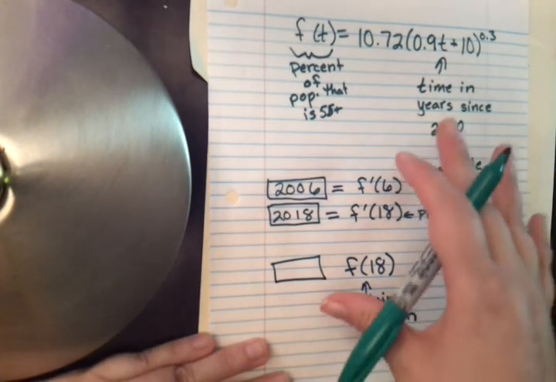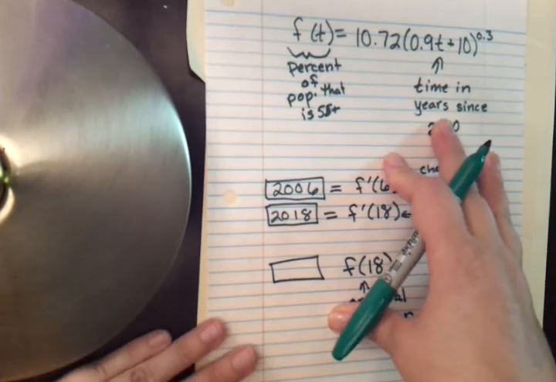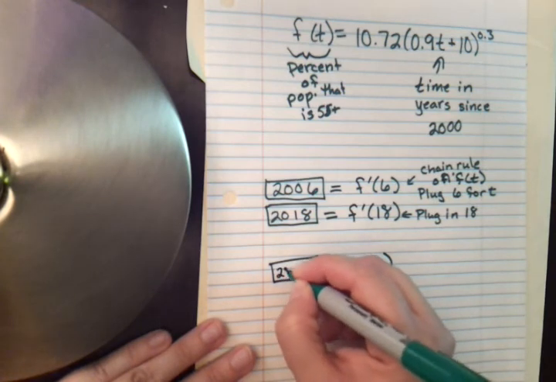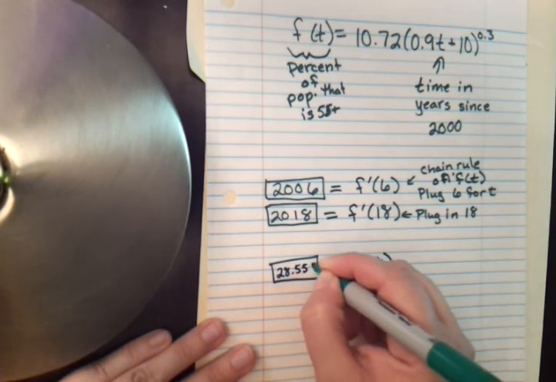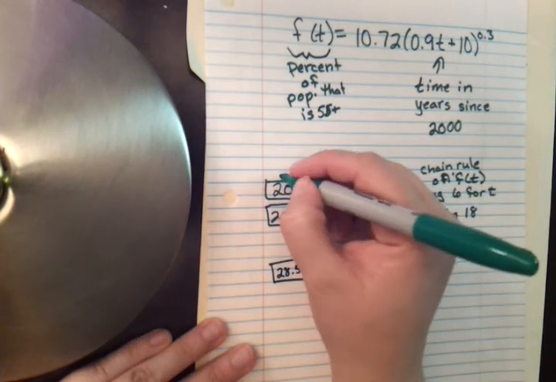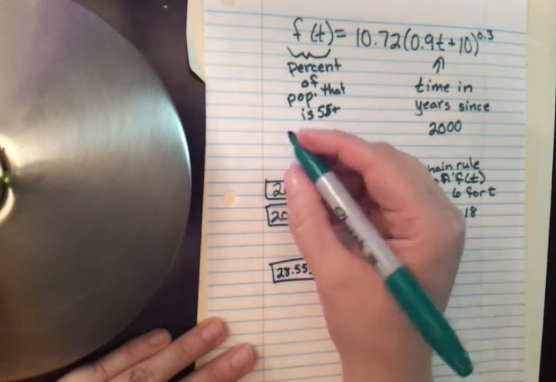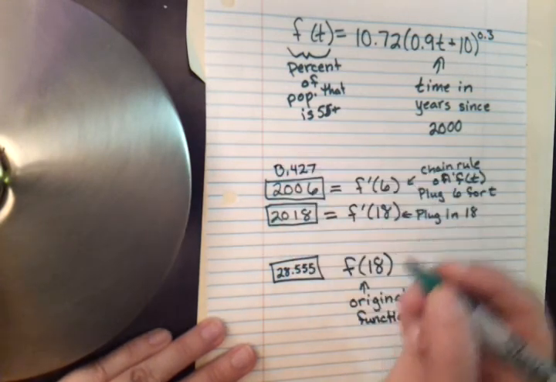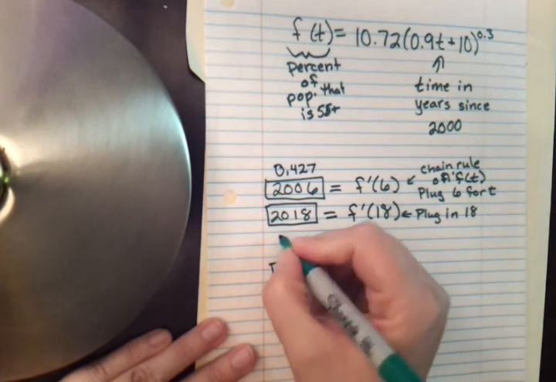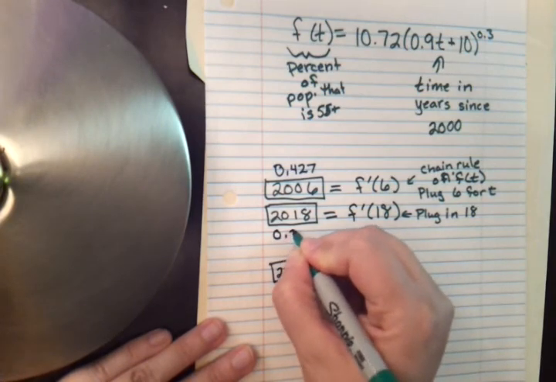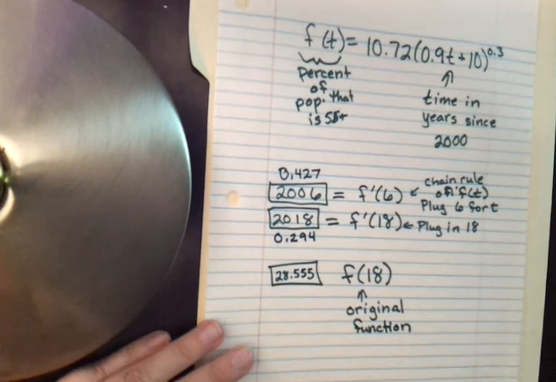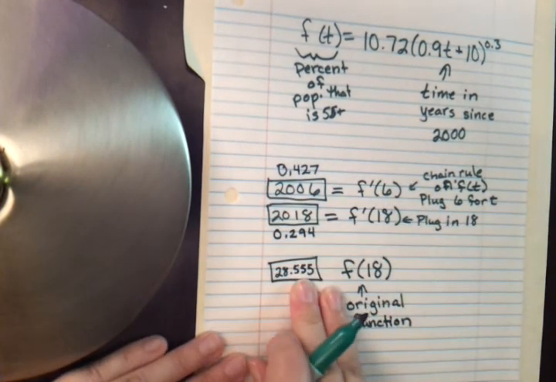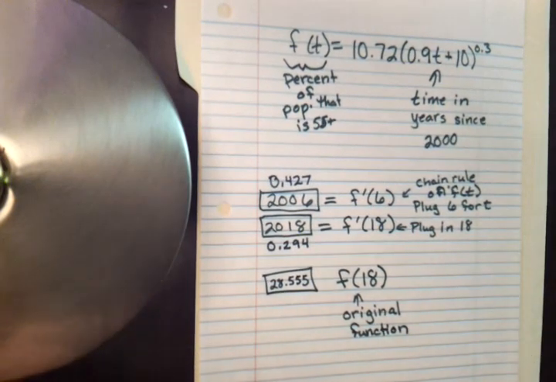Now I'll tell you, if you were working it with my numbers, I'll tell you what the answers were. For this one here, it was 28.555. For the year 2006, that was 0.427. And this one here for 2018, it was 0.294, okay? So if you want to try it out using these numbers, those are the answers you should come up with. Then go back and do it with your own, okay?